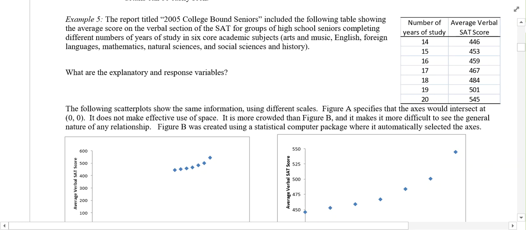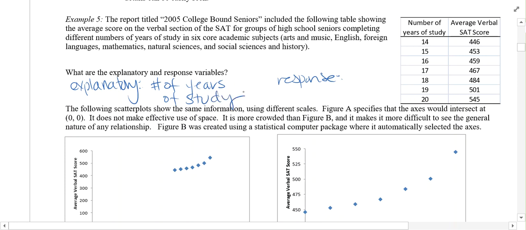So first off, what are the explanatory and response variables? Here, the explanatory and then the response. So what is going to explain the other? The explanatory variable is going to be the number of years of study. We're thinking that the more classes you take, the better you're going to be doing on the verbal SAT. So the response would be the average verbal SAT score.